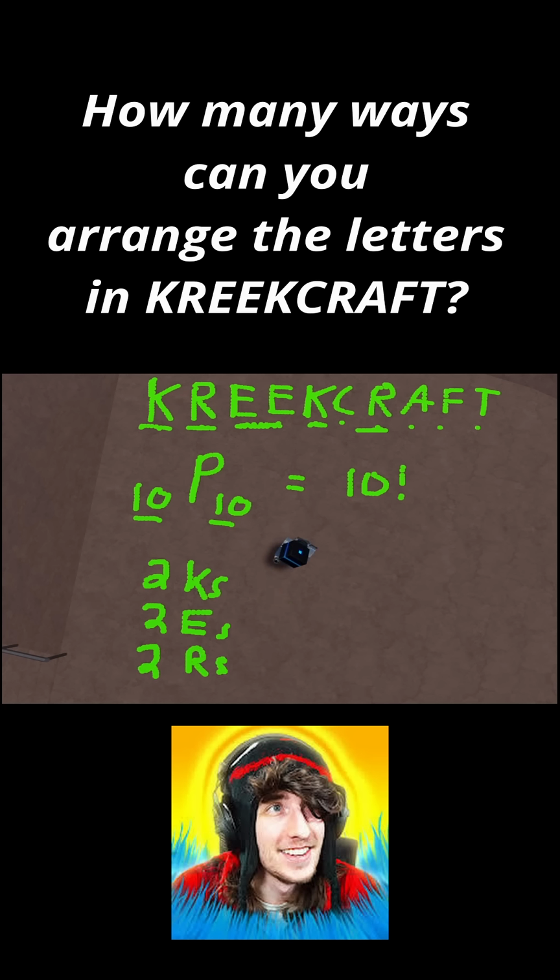So remember, the way you count for that is for each repeated unit, you divide by the number of times it appears, factorial. So 2 k's means 2 factorial, 2 e's means 2 factorial, 2 r's means 2 factorial. And then 2 factorial is just 2 times 1, which is 2. So at the bottom, we just have 2 times 2 times 2, and 2 times 2 times 2 is just 8.